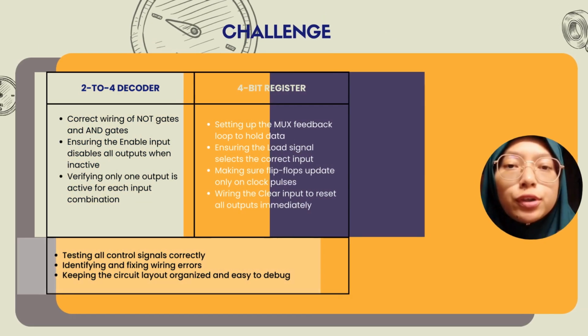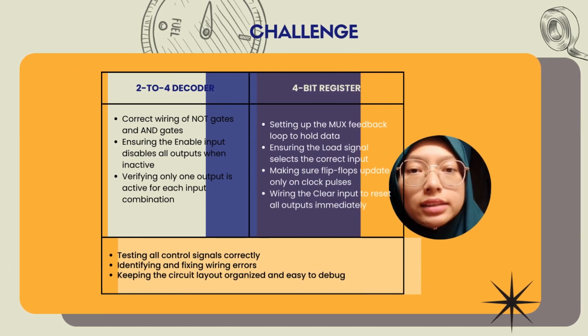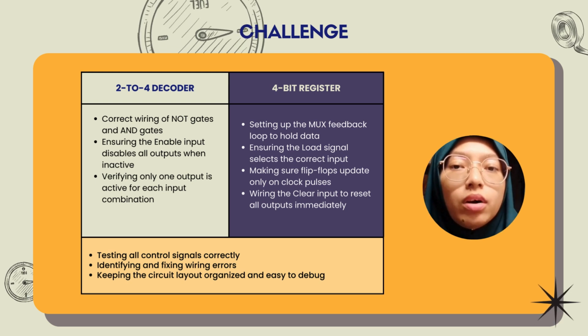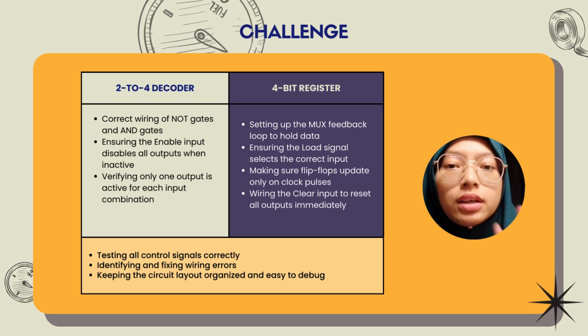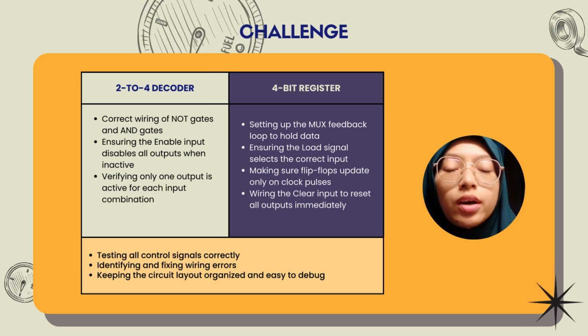So the challenge for the 2-to-4 decoder is the correct wiring of NOT gates and AND gates. The second is ensuring the enable input disables all outputs when inactive. The third is to verify only one output is active for each input combination.